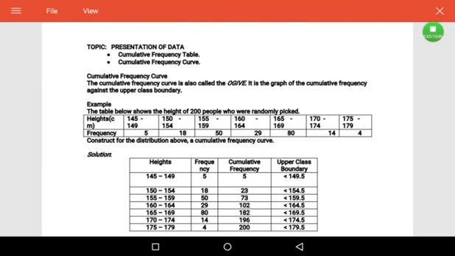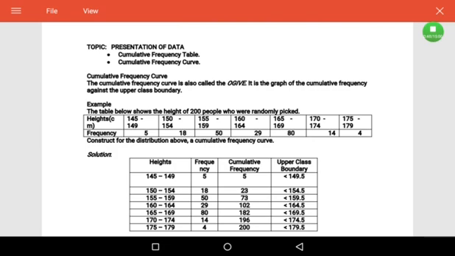It is the graph of cumulative frequency against the upper class boundary. And when we say ogive, when we say cumulative frequency curve, they remain the same. You can use them synonymously. Alright, so let's take one example. Don't forget, the ogive is a plot of the cumulative frequency against the upper class boundary.